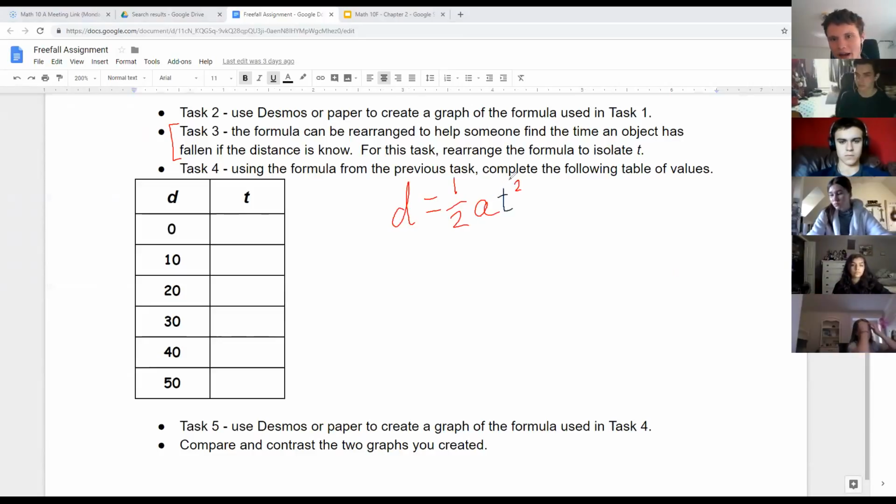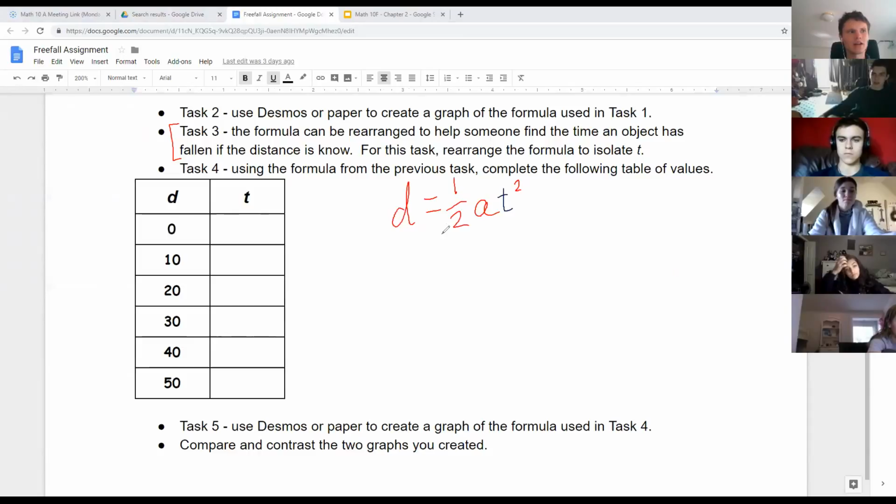If we're isolating T, that means we want to get everything else that's on the same side as T to the other side, right? So this 1/2 we want to get to the other side. This A we want to get to the other side. And even this squared, we want to do something with that. There's a lot of different ways that we can think about doing this kind of work. This is algebra, we're rearranging equations.